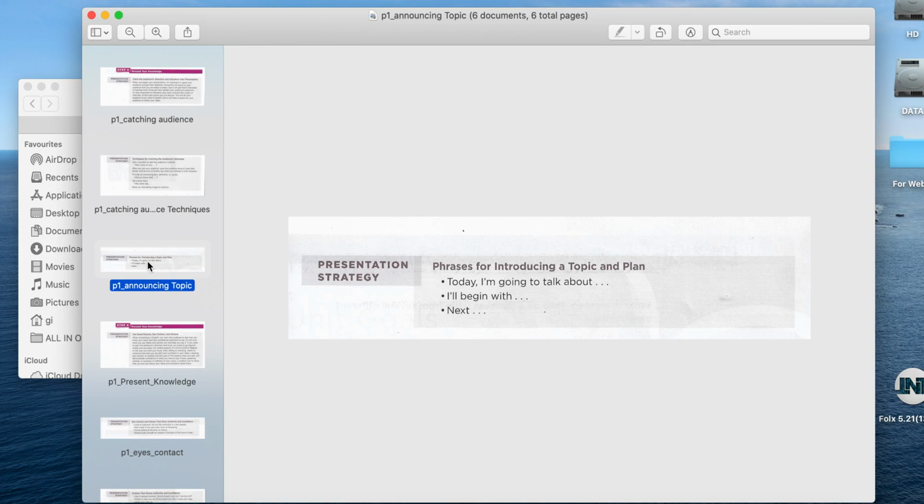Elian. Phrases for introducing a topic and plan. So you need to learn them, Elian. You need to learn the phrase. Don't just say, I'm here today to give you my plan.